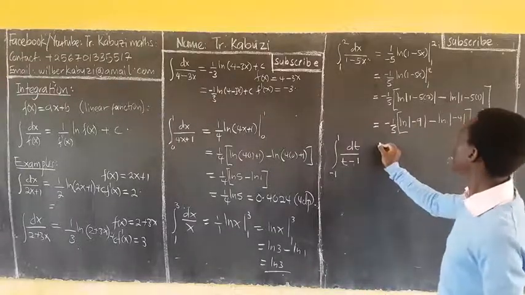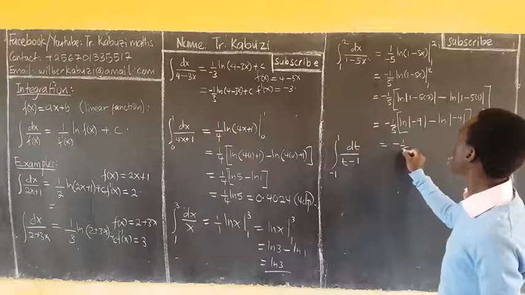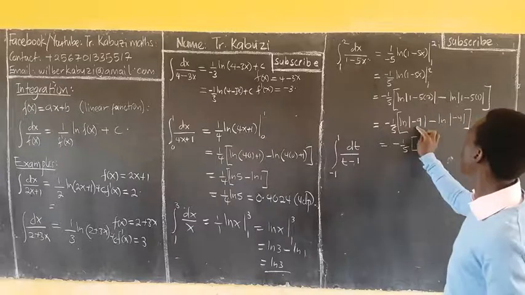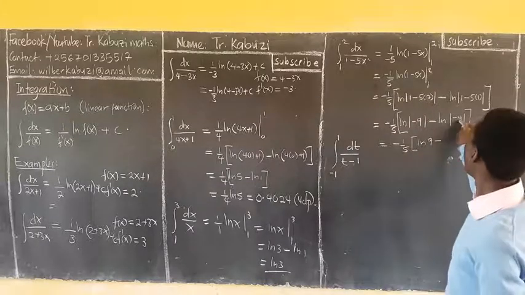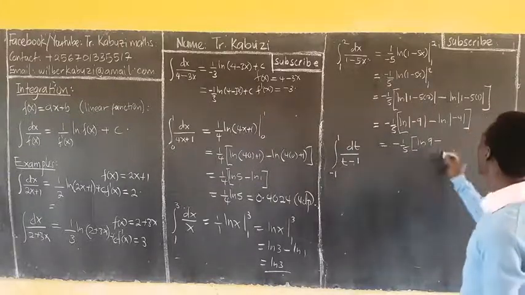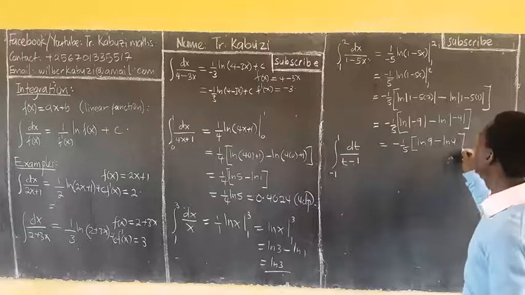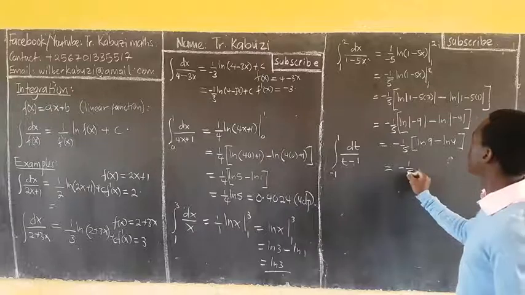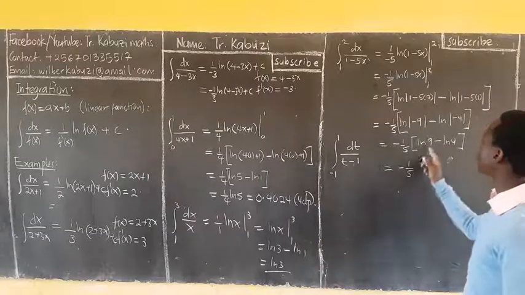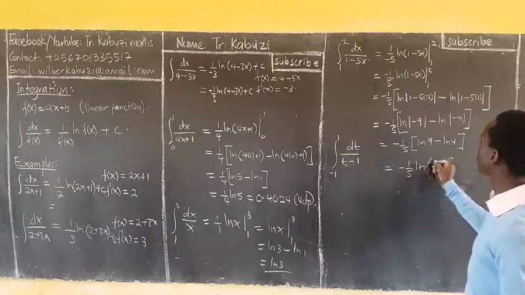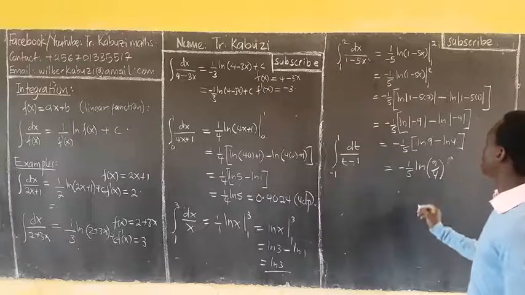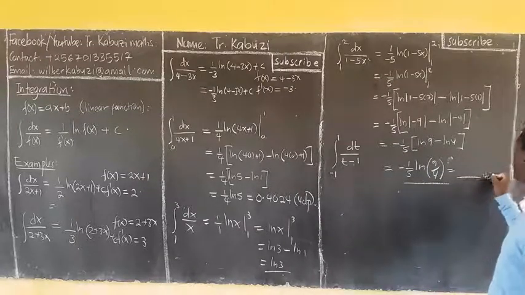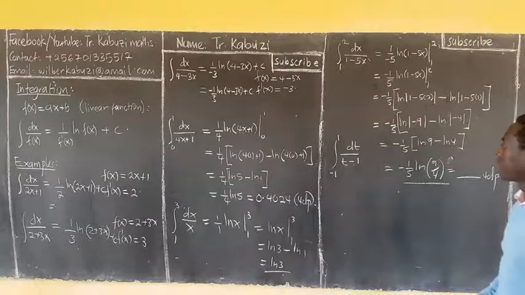So this will now be negative 1 over 5, then natural log of 9. Modulus of negative 9 is 9, modulus of negative 4 is 4. Then if we apply our properties of logarithms, subtracting logs is the same as dividing. So natural log of 9 over 4. You can press this on the calculator and give it 2 decimal places.